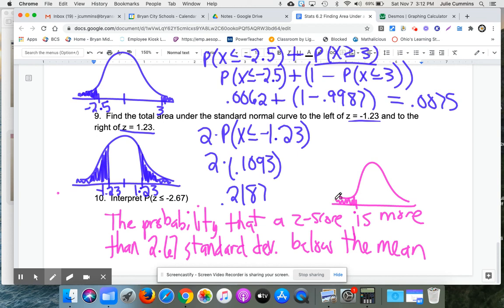Okay, so that's what it means by interpreting these. I strongly encourage you to read this section in your textbook and make sure you're understanding how to interpret these. Look at how the textbook writes them as well, because that'll really help with your understanding.